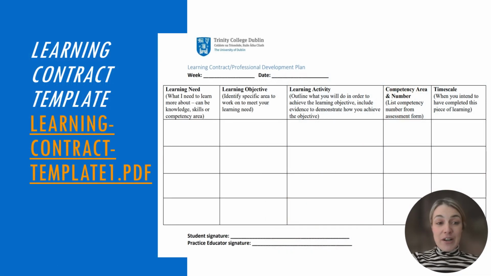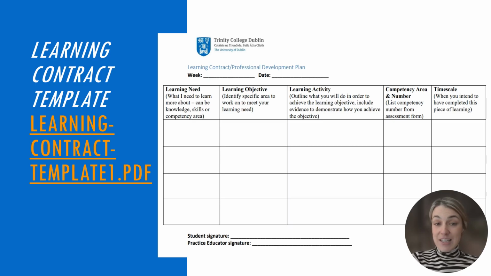This is an overview of the learning contract template, which is available on the Practice Education website. So as you can see, there are 5 sections. The first being the learning need. So what I need to learn more about. It can be knowledge, skills, or a specific competency area. The specific learning objective then, identifying a specific area to work on to meet your learning need identified.